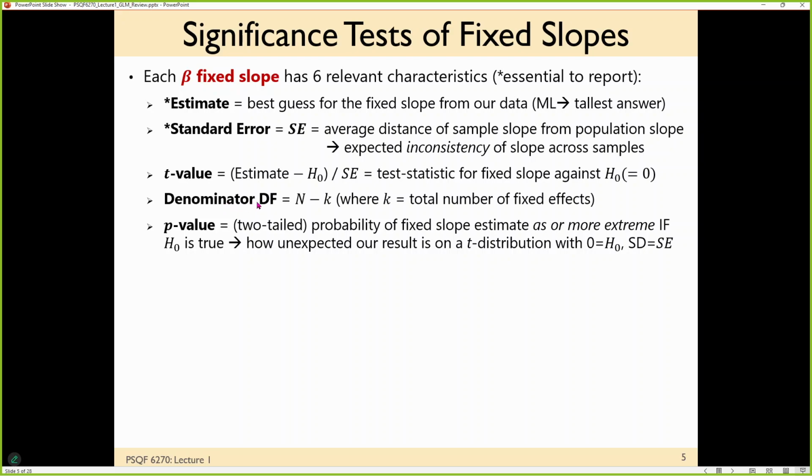Next over, denominator degrees of freedom. That's sample size, big N, minus k for the number of fixed effects. So you saw this in the formula for variance, n minus 1, right? The 1 was because you had to know the mean. If I add a predictor, can you guess what it's going to be? N minus 2. And if I add another predictor, n minus 3.